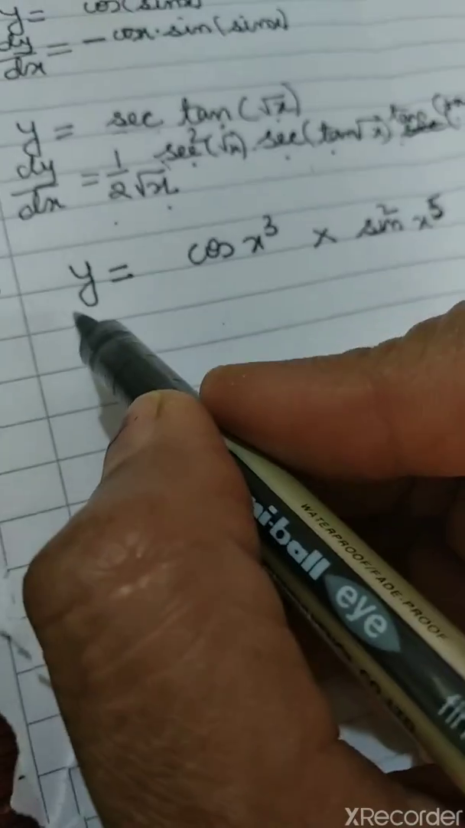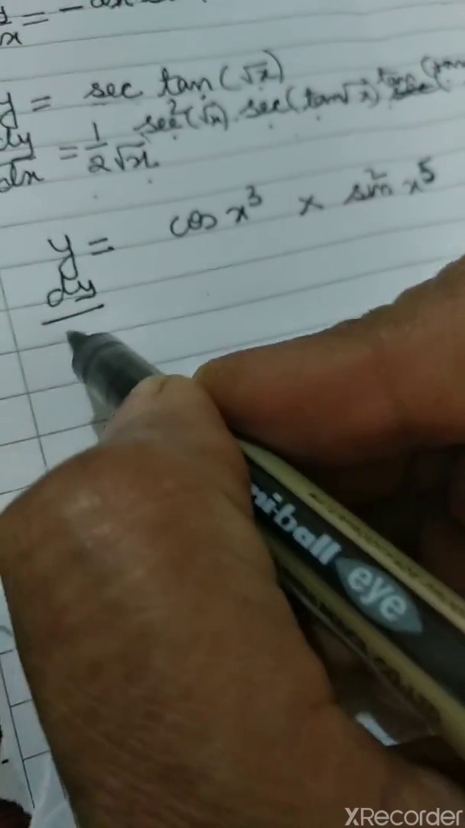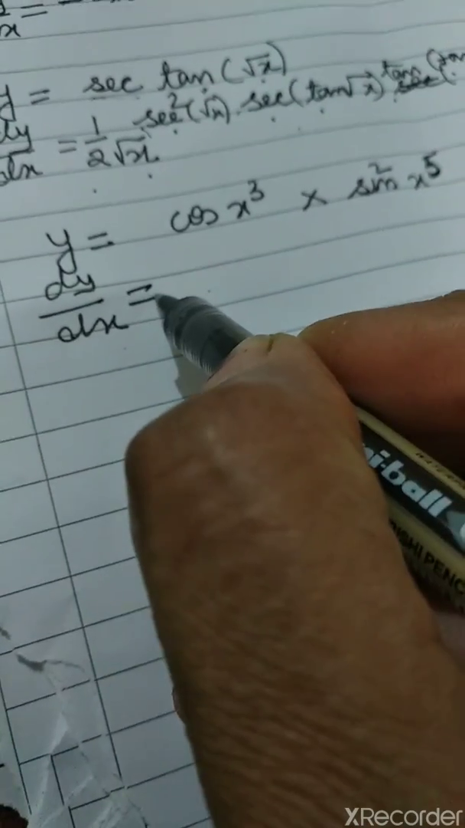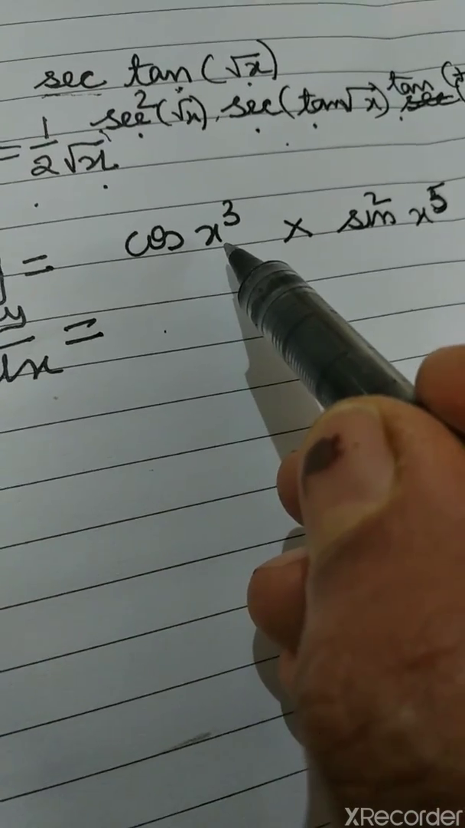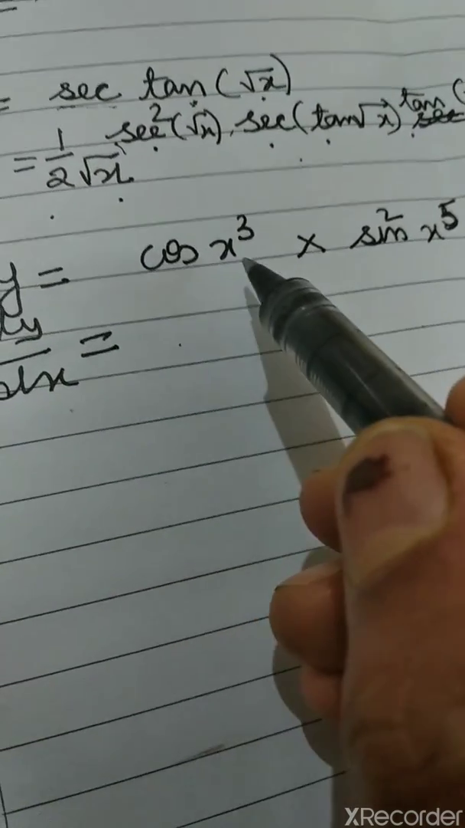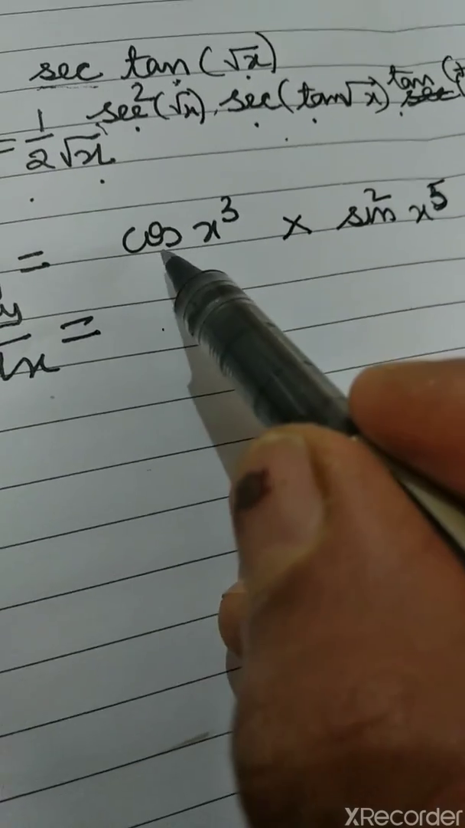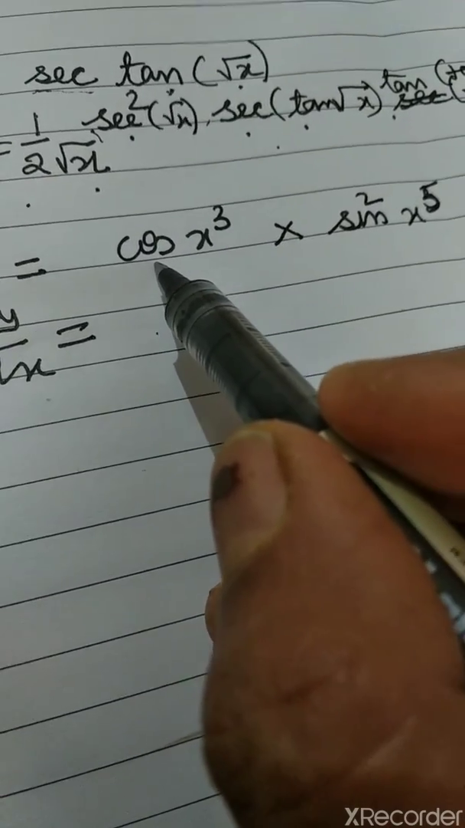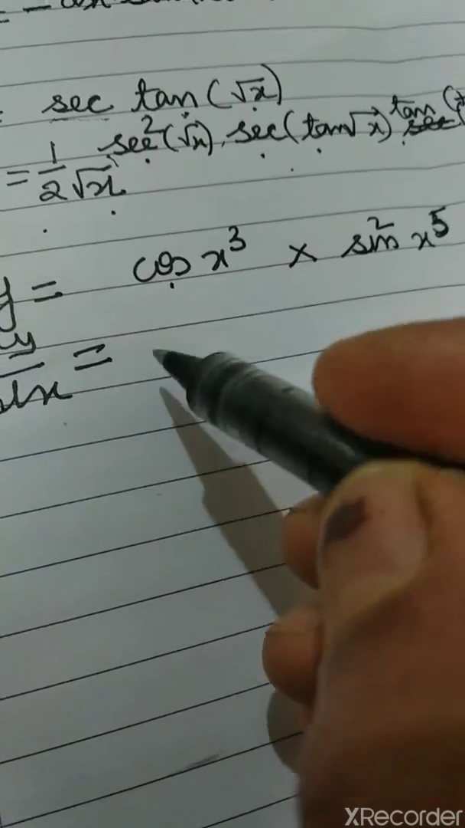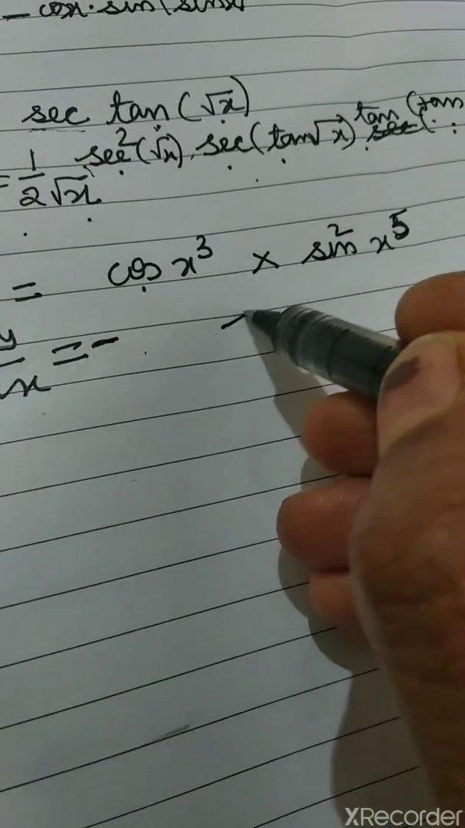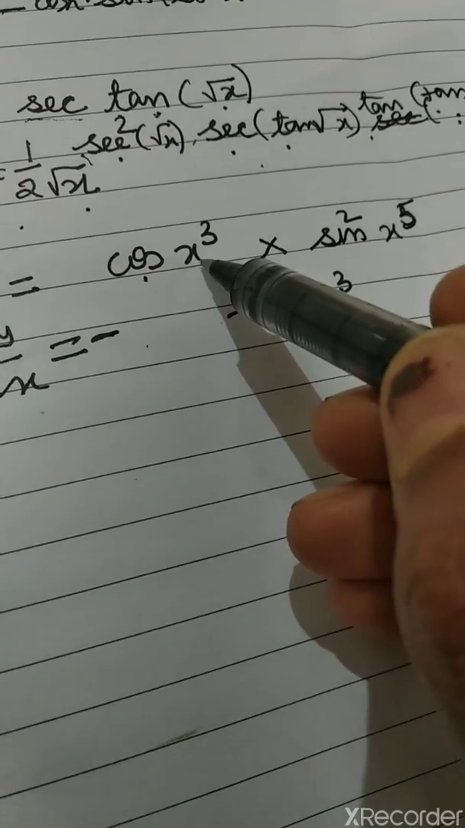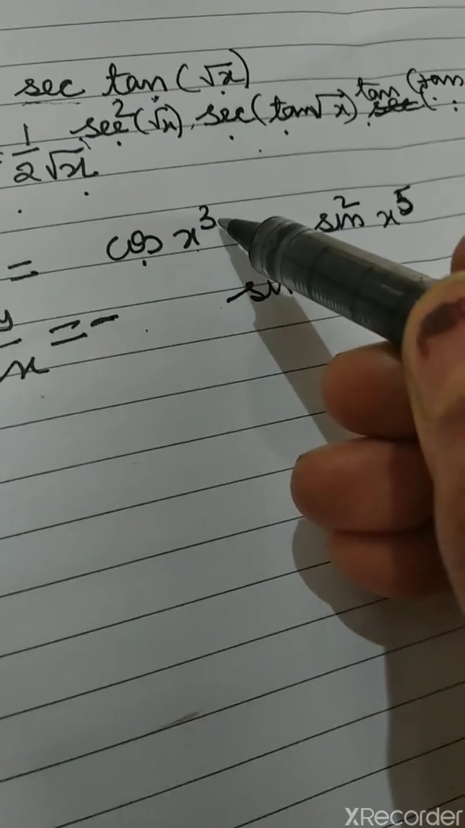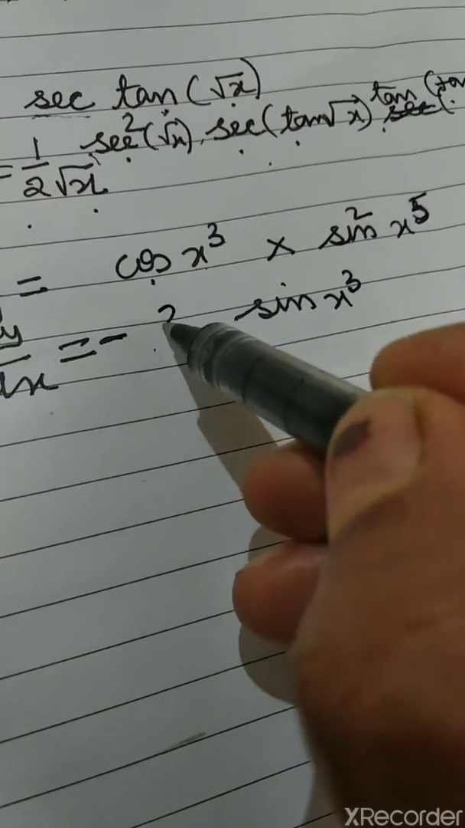So the derivative of this function, dy on dx, is equal to the derivative of the cos function. Now this function is again a composite function, so we have it as cos of x cube. So this is differentiated first as the cosine function. The derivative of cosine is minus sine of x cube. Then the next function that we have in it is x cube, so its derivative is 3x square.